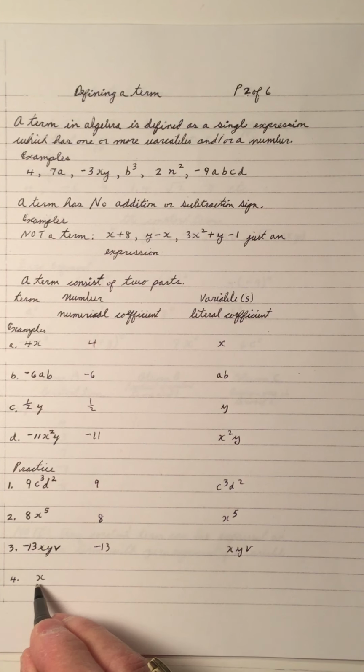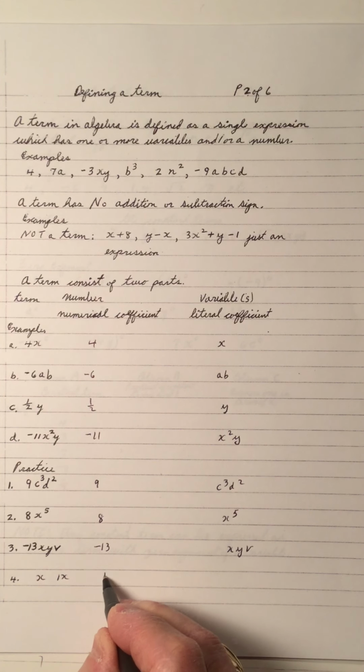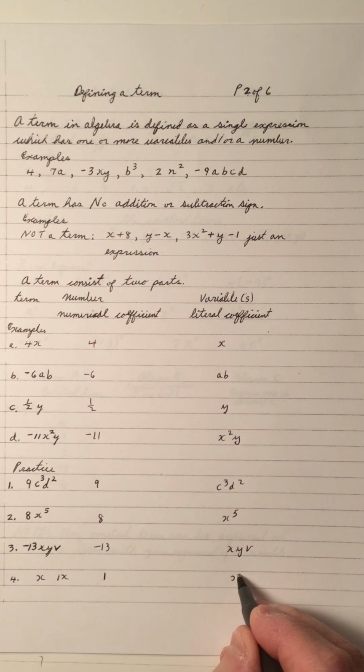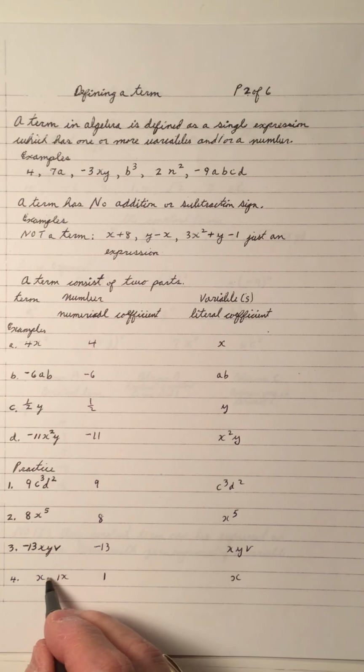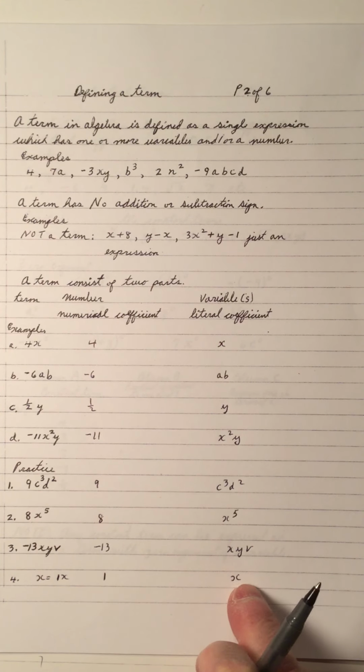So notice if I've got an x, it's understood to be 1x. So the numerical coefficient is 1, and the literal coefficient is x. So when you have an x, there's understood to be a 1 in front of it. Again, numerical 1, literal x. Let's continue.